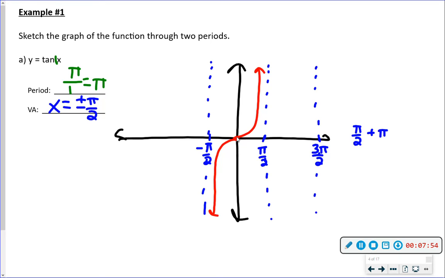Same thing, I'm going to find the midpoint. What's directly between 1/2 pi and 1.5 pi? Pi. And I'm going to repeat that same red curve. So that is what tan looks like. Okay? Easiest ones to draw. They don't take as much work, that's why I like them.